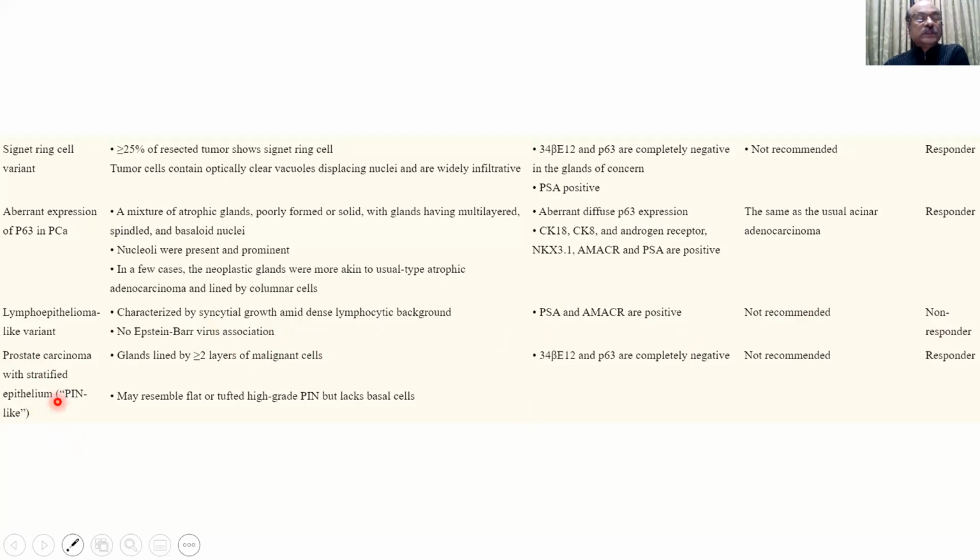Prostate carcinoma with stratified epithelium, PIN-like. This is another variant. Glands lined by more than 2 layers of malignant cells may resemble flat or tufted high-grade PIN, and they lack basal cells. Here P63 is completely negative. Here also Gleason scoring is not recommended, and they are also responders.